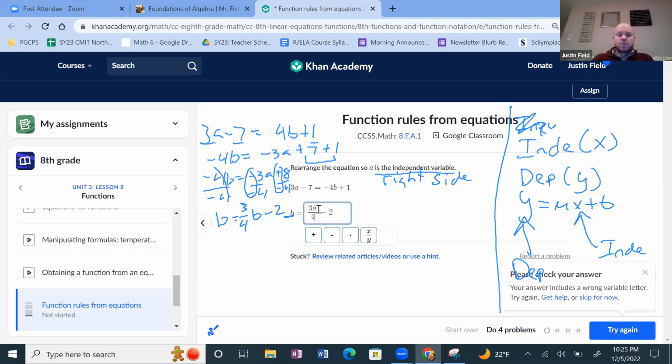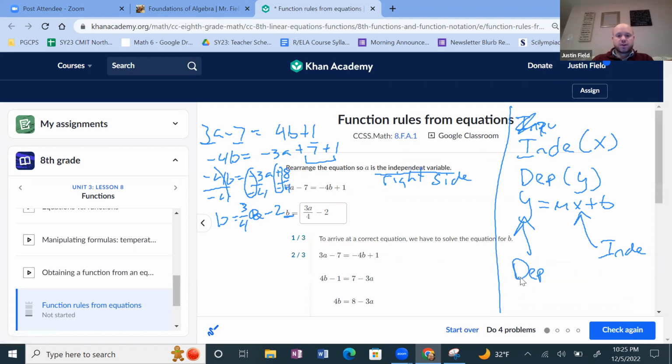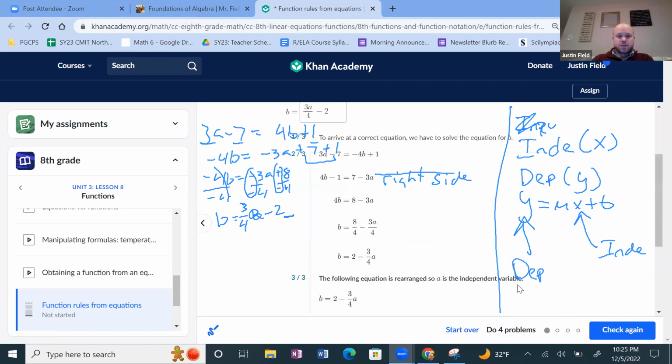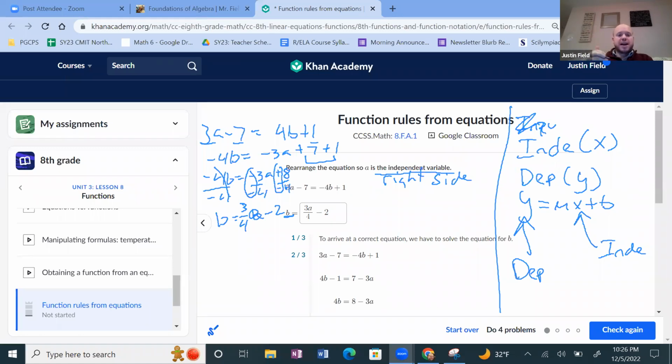Uh-oh. Now, you know what I did? I put 3b, but I meant to put 3a. Man. All right. Now it says triangle. Let's just click it up. Let's see what I did wrong. 2 minus 3/4 a. What did I put? Uh-oh. I messed up a negative somewhere. All right. Let me pause and find my negative mess up. I found my negative mess up.